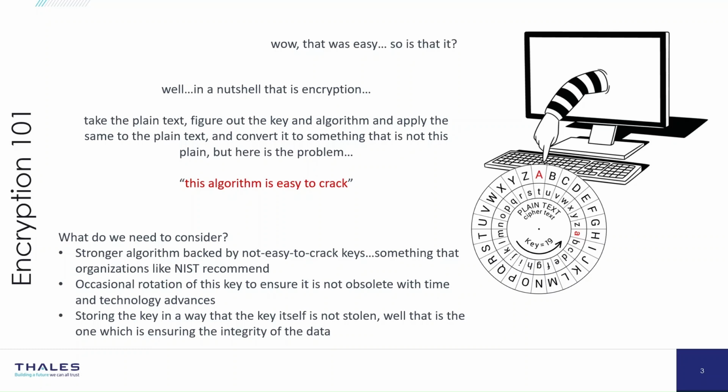But with the advent of advanced technologies like post quantum, AI and ML, and current-day computers, if someone wants to crack this algorithm, it's not very hard. You can use some brute force mechanisms. With some hit and trials, you will be able to figure out the algorithm and the key, and someone can decipher it. So we really need to consider the kind of algorithm and the keys that we are using. They should not be that easy to crack.